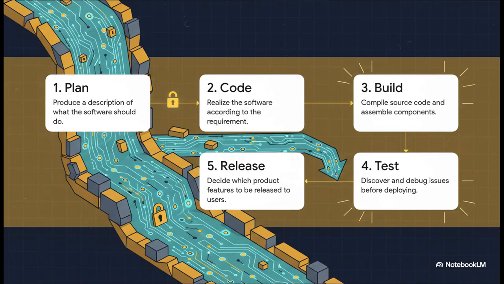And as you can see from this flow right here, the process moves in just one direction, like a literal waterfall. You have to finish the entire planning phase, get every single requirement down, and only then can you move on to coding, then building, then testing, and so on. And what's the most important rule? No going back. Once a phase is done, it's basically set in stone.